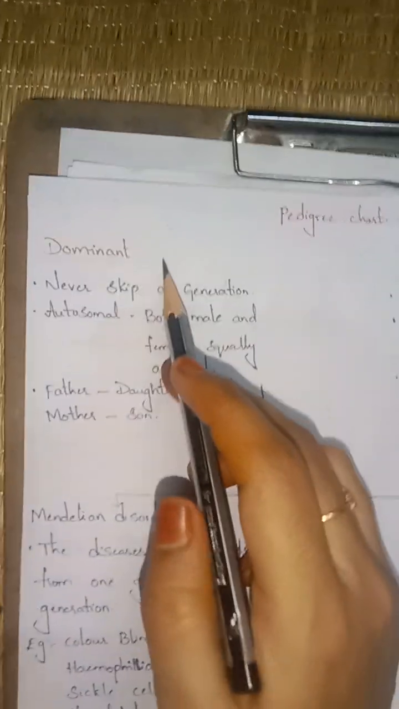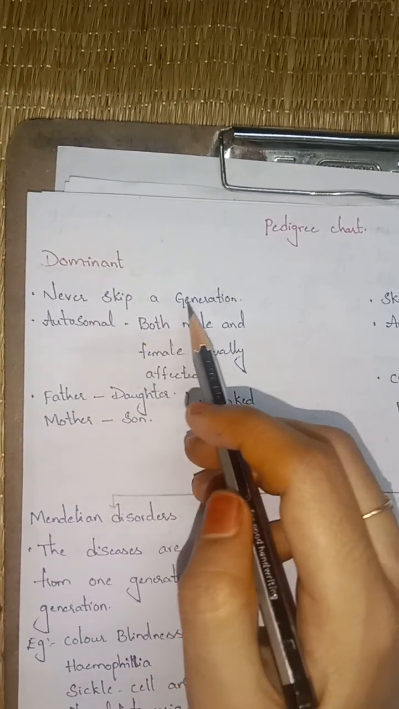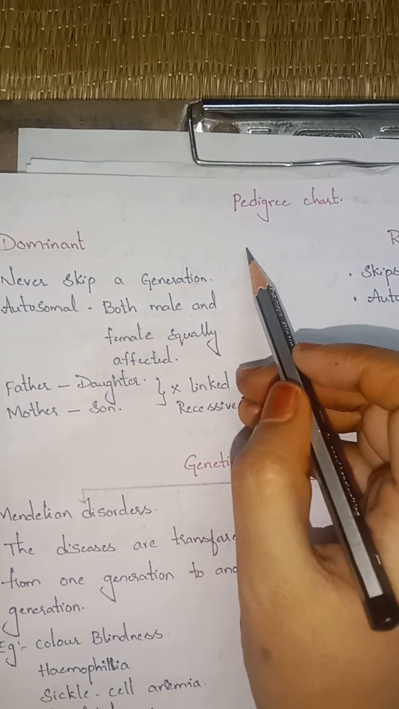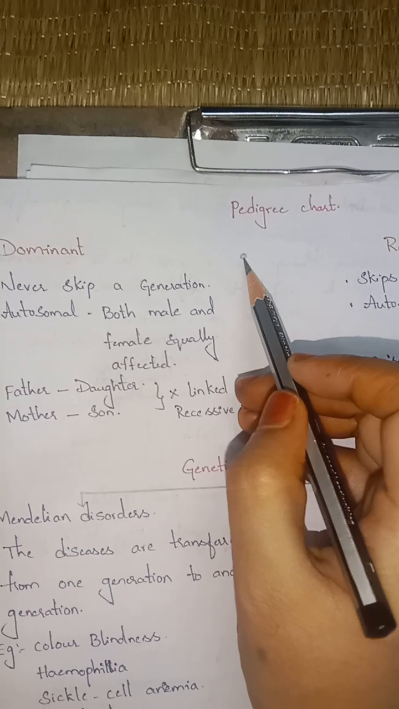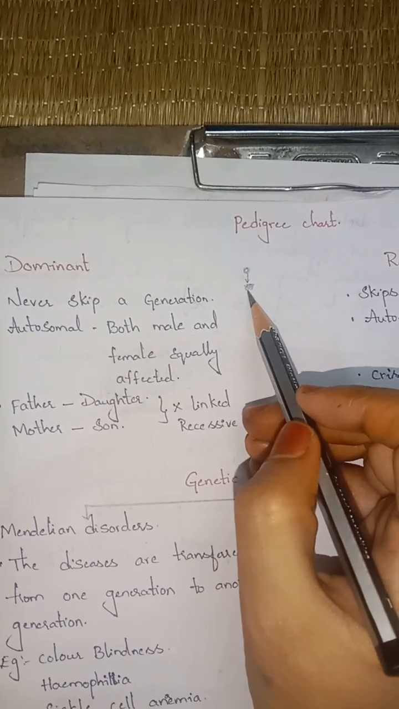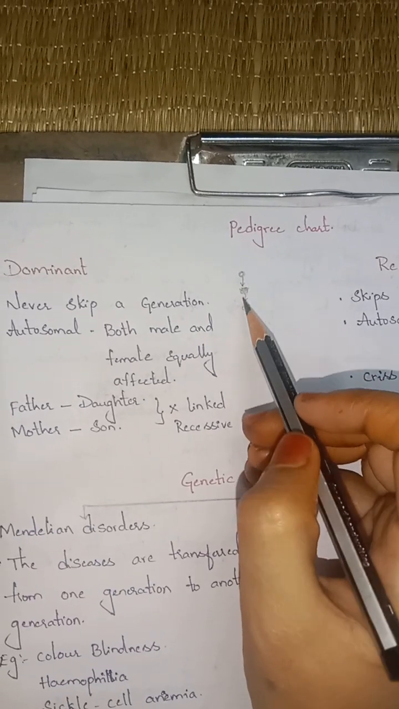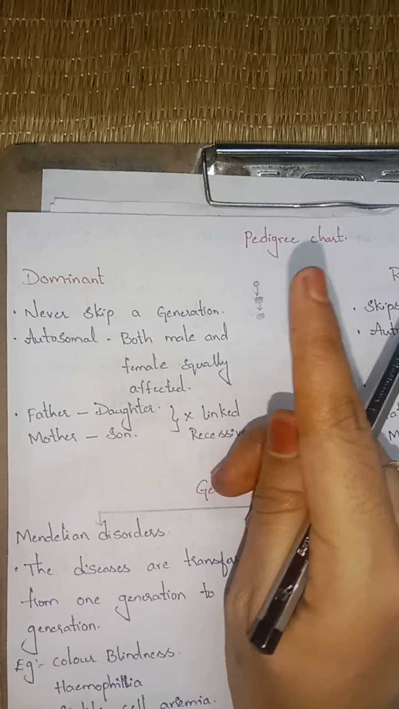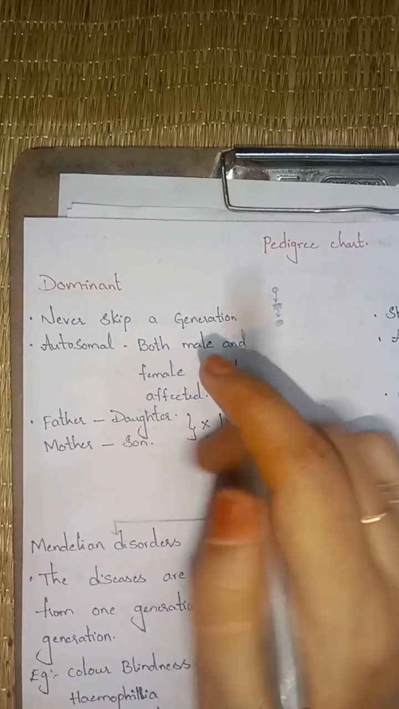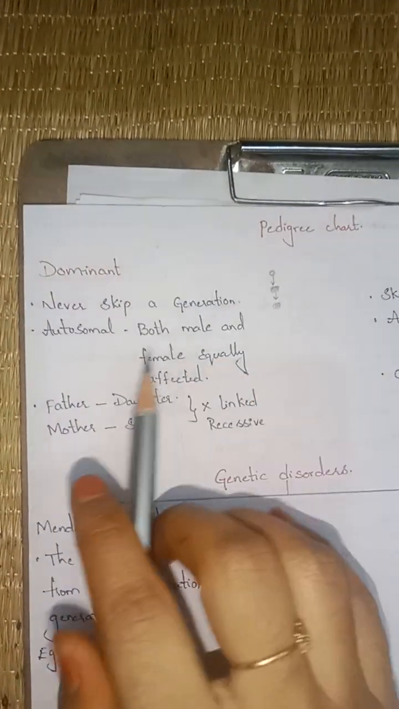So the first one is dominant. A dominant trait will never skip a generation. What does that mean? This is the affected individual, the next generation also has to be affected, and the next generation also has to be affected. In each and every generation, one individual, whether male or female, should be affected. Then it is dominant. It is never going to skip a generation.